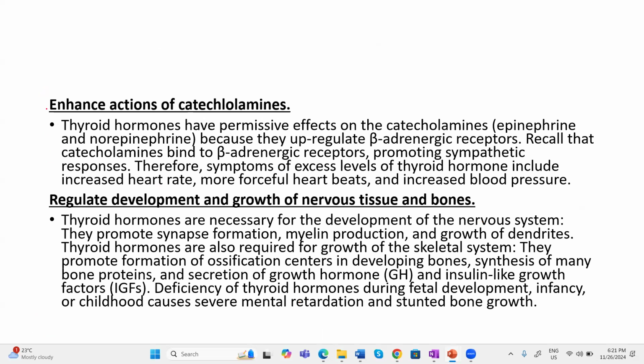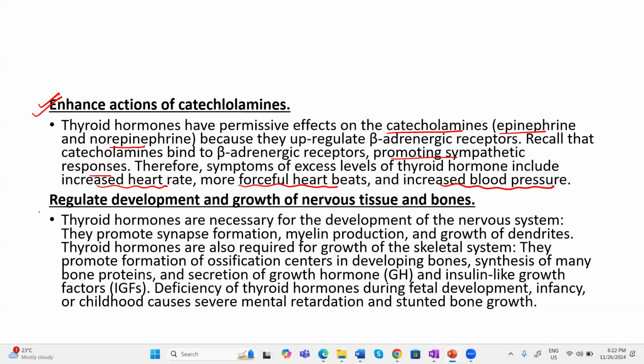Next, they will increase the effect of catecholamines. Catecholamine examples are your adrenal medulla hormones, that is epinephrine and norepinephrine. Is it clear? So they are promoting the sympathetic response. It means they will increase the heart rate, a more forceful heartbeat will be there, and increased blood pressure will be there.